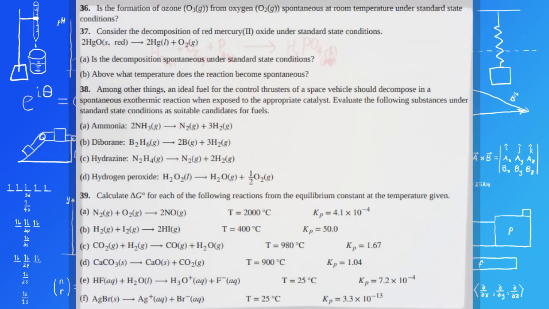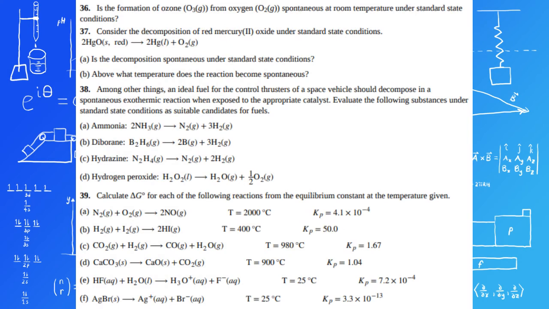Let's take a look at this next set. Is the formation of ozone from oxygen spontaneous at room temperature under standard conditions? You'd have to look at the data tables and calculate the delta G to answer that. 37. Consider the decomposition of mercury 2 oxide. Is the decomposition spontaneous under standard conditions, and above what temperature does the reaction become spontaneous?